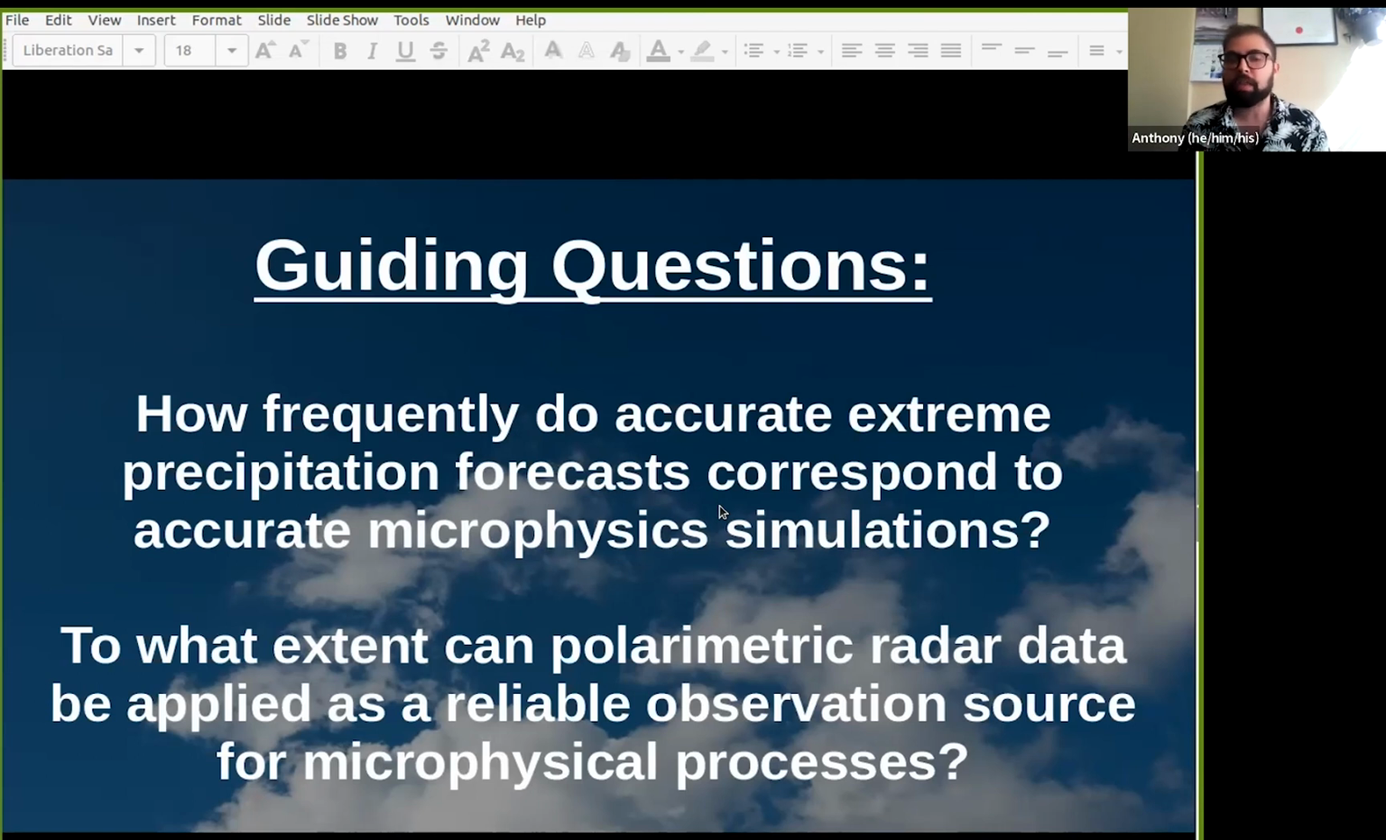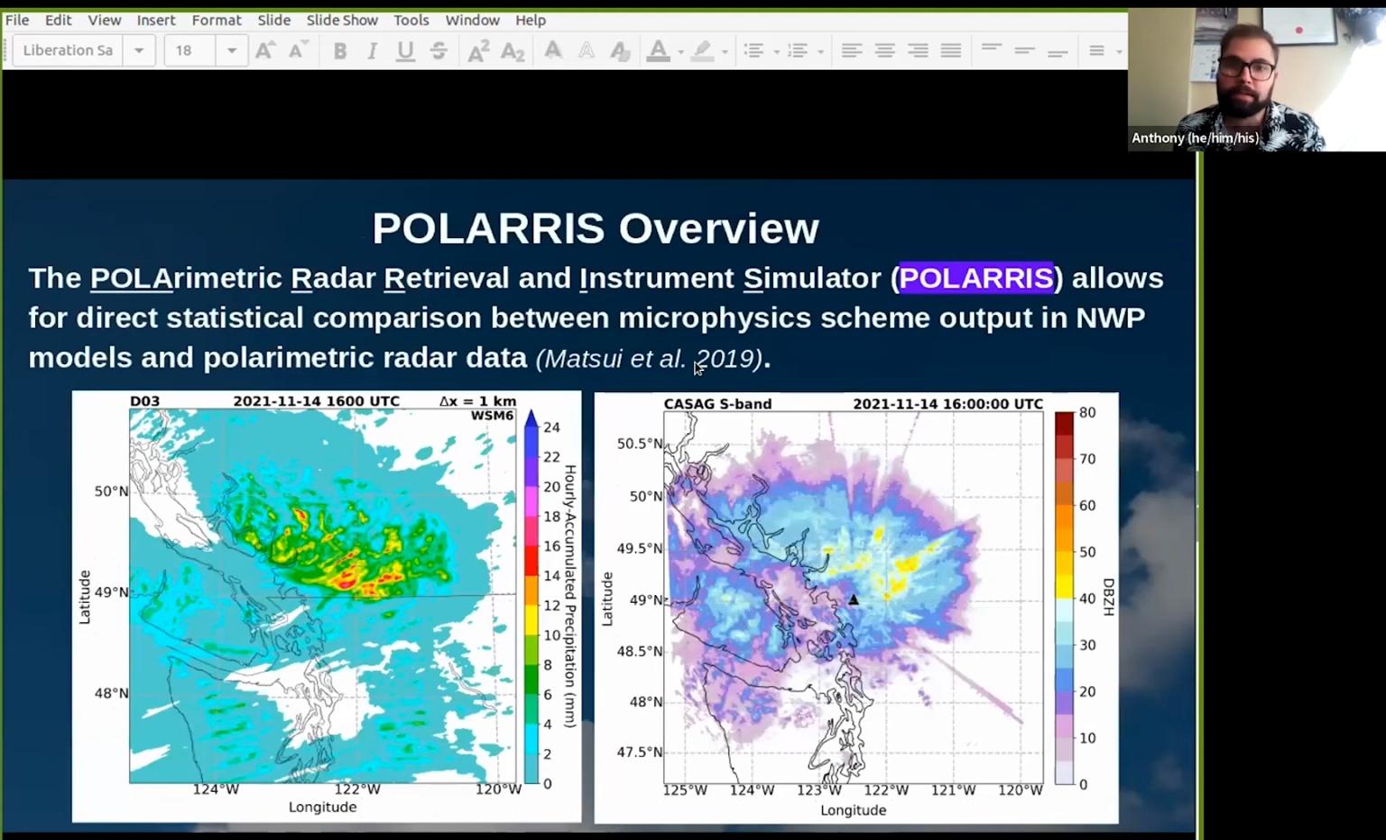But a second question then is, to what extent can polarimetric radar data be applied as a reliable observation source for microphysical processes? And to answer this question, I came across a very interesting and powerful software package that came out of NASA in the last 5 years, and it's called Polaris.